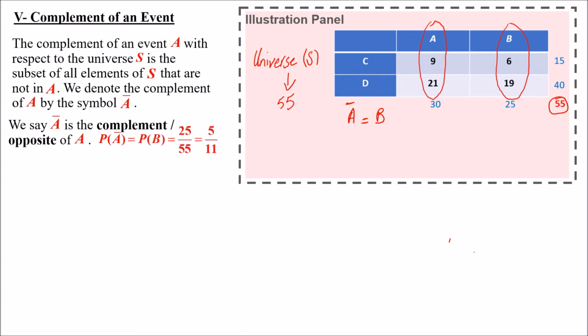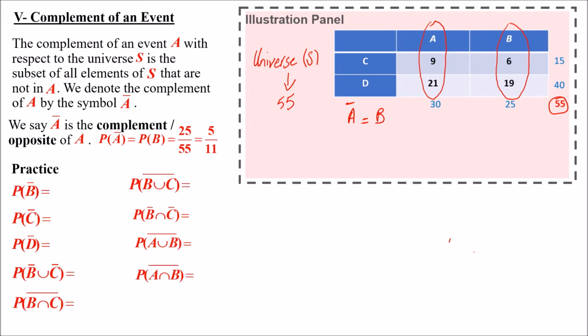Let's find now the probability of A bar. This is very simple now. P of A bar is equal to P of B, since A bar is B, is equal to 25 over 55, which is equal to 5 over 11. We will have now some practice about this. Let's begin with the probability of B bar.